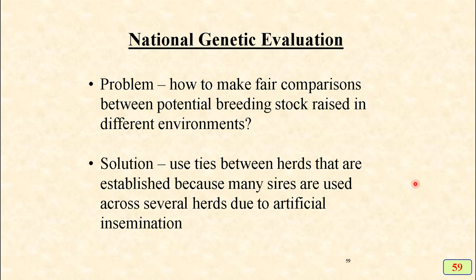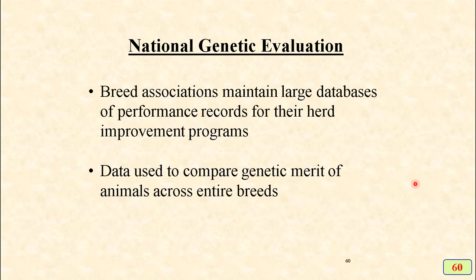So what's the solution then? Use ties between herds that are established, because many sires are used across several herds due to artificial insemination. And I need to mention here that the artificial insemination program needs to be strictly controlled. Even though there are a lot of genetic rules, nobody is going to follow them, and hence we are getting a lot of problems.